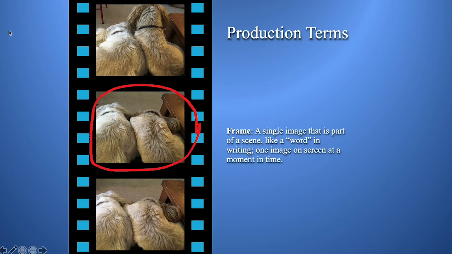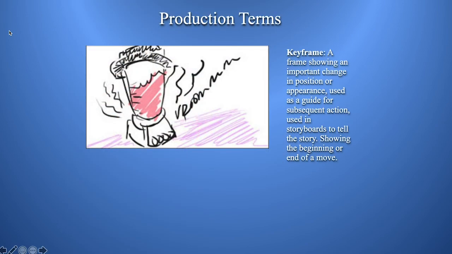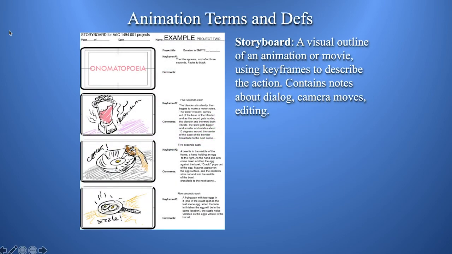The production terms, remember, you've always got to remember these production terms. A frame is a single image that is part of a scene, like a word in writing, one image on screen at a moment in time. A keyframe is a frame showing an important change in position or appearance used as a guide for subsequent action. It's used in storyboards to tell the story, showing the beginning or end of a move. A storyboard is a visual outline of an animation or movie using keyframes to describe the action, contains notes about dialogue, camera moves, and editing.